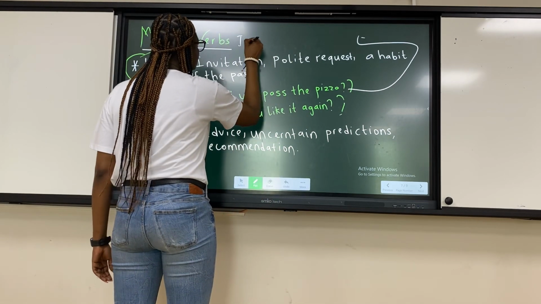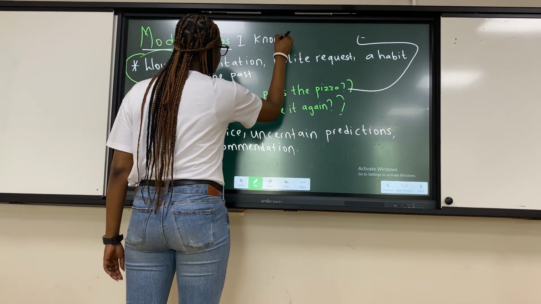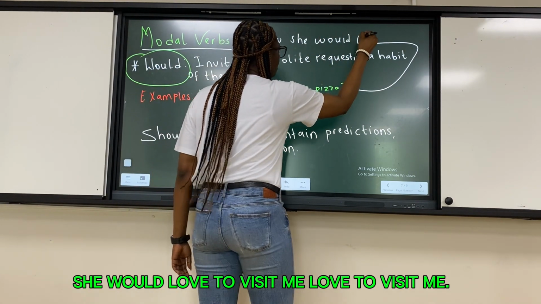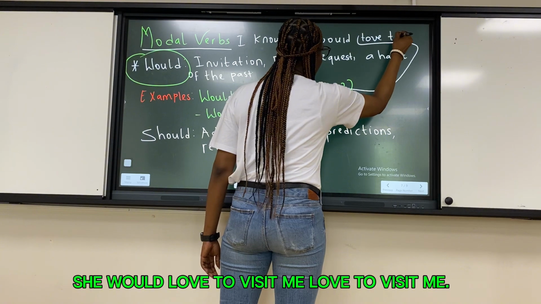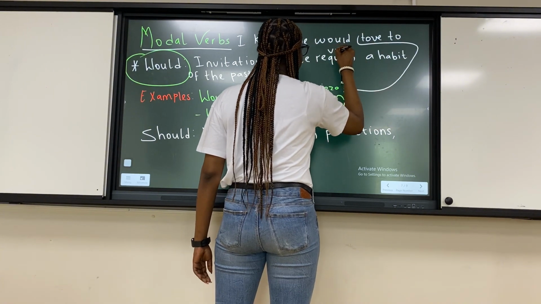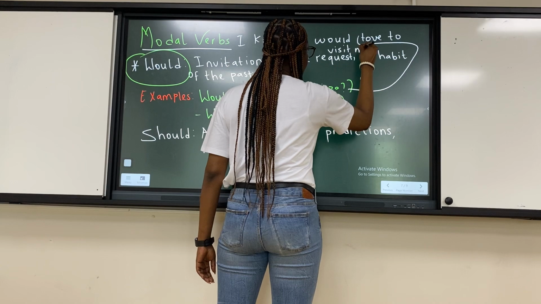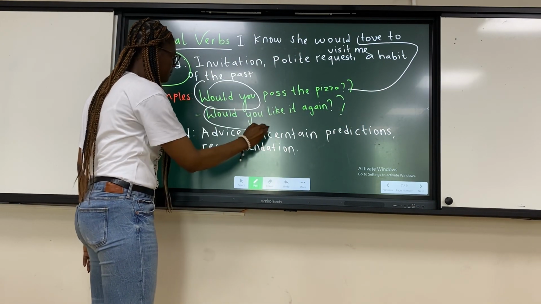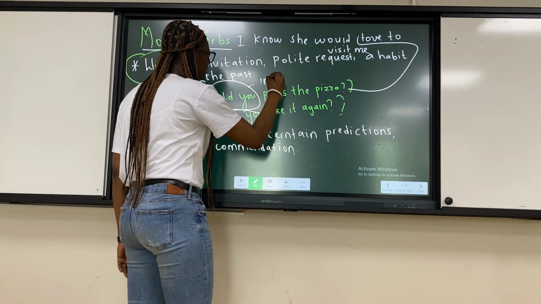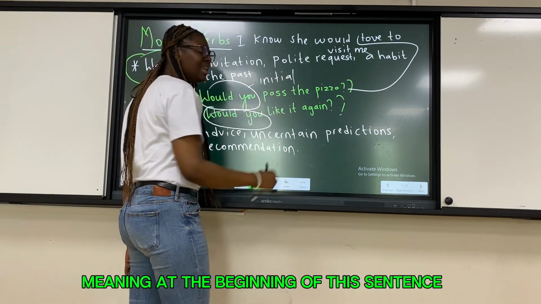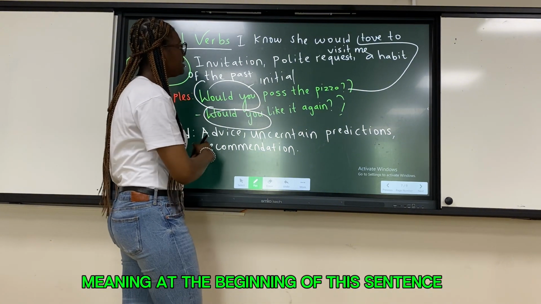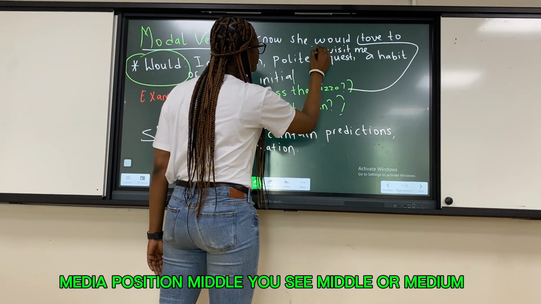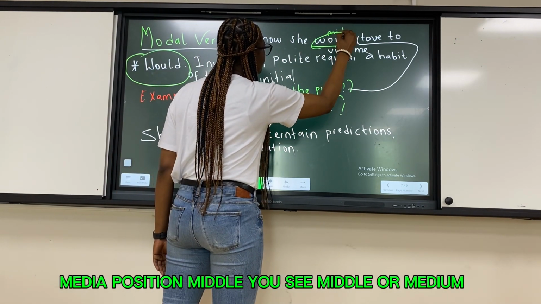I know she would love to visit me. So when you look at these sentences, would here is in the initial position, meaning at the beginning of the sentence. And here we have it in the medial position, middle. We say middle or medial.